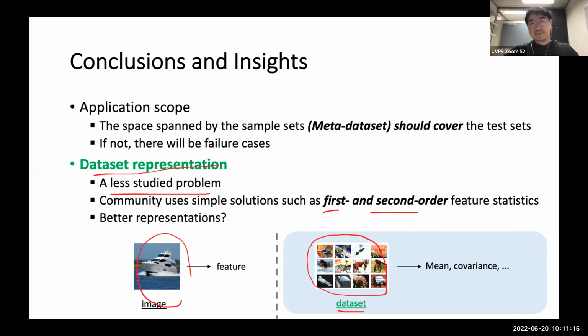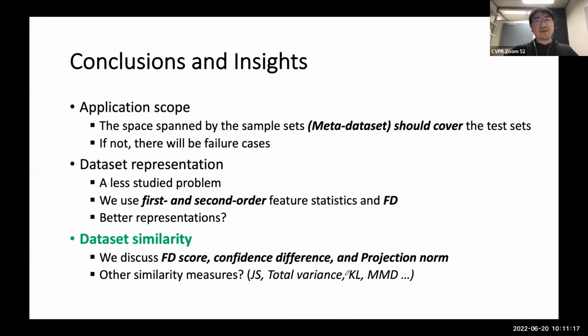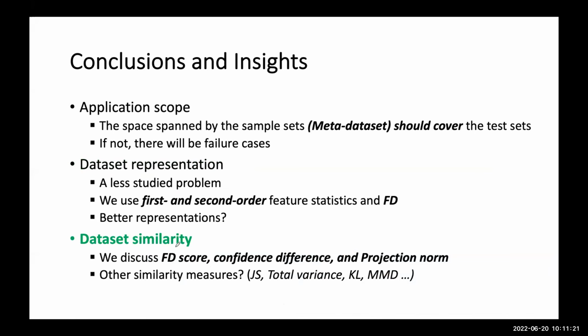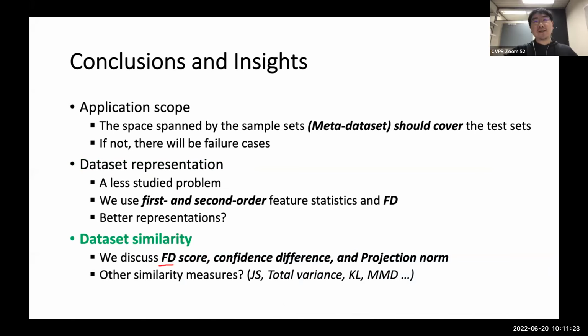Okay, the last thing is dataset similarity. In this talk, we discussed feature distance, confidence difference and projection norm. These are all methods to characterize the similarity between datasets. So can we try other similarity measures, or can we even try to learn a similarity measure? I think that's also very interesting.